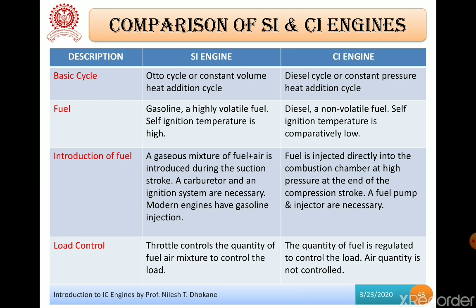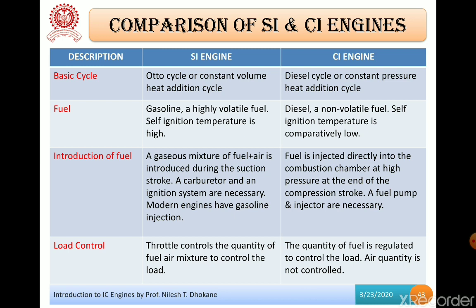Next, introduction of fuel. In the SI engine, a gaseous mixture of fuel plus air is introduced during the suction stroke. A carburetor and an ignition system are necessary in the SI engine. Modern engines have gasoline injection also instead of a carburetor. What happens in the CI engine? In the CI engine, fuel is injected directly into the combustion chamber at high pressure at the end of the compression stroke. Means here, fuel will not enter during the suction stroke. A fuel pump and fuel injectors are necessary in CI engines.